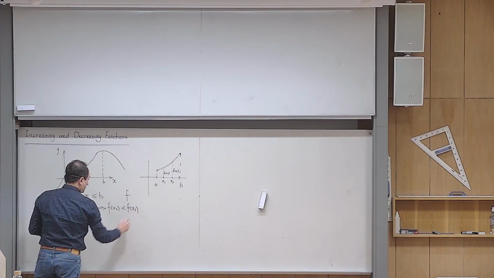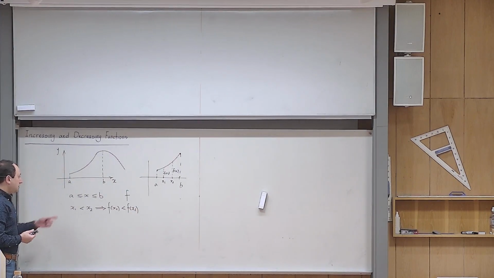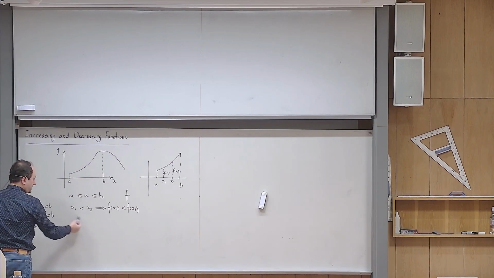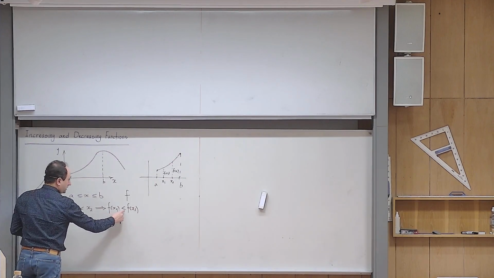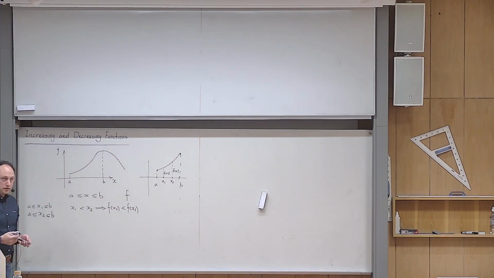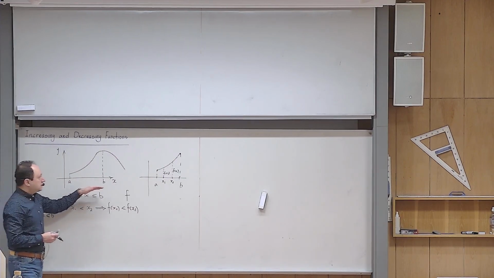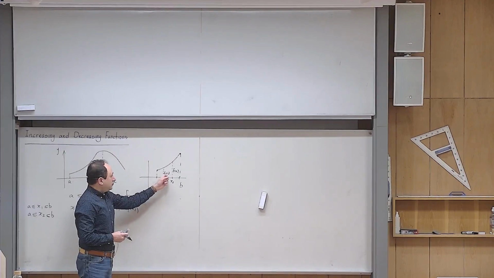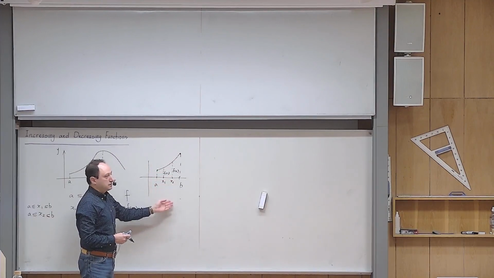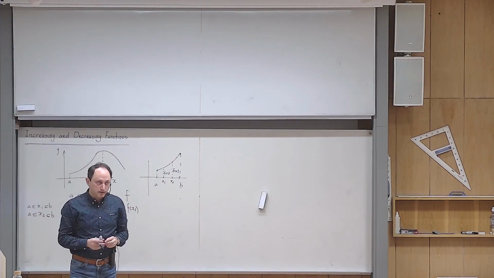Okay, so this is the definition when we say that a function is increasing on this interval. It means that if x1 is between a and b, x2 is also between a and b, and if x1 is less than x2, then f of x1 is less than f of x2. Is that understandable? This is exactly the meaning, yes? So a function is increasing if the value of the function at a lower number is smaller than the value of the function at a higher number.